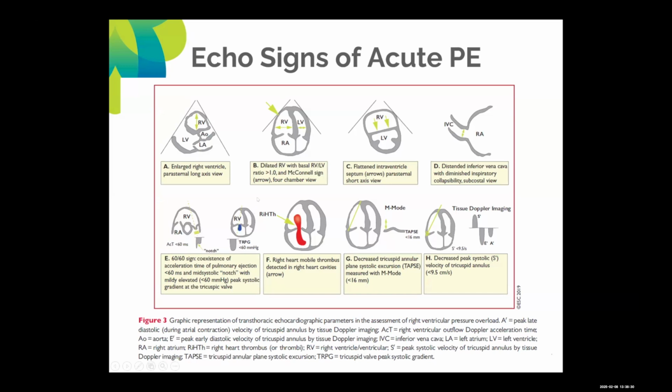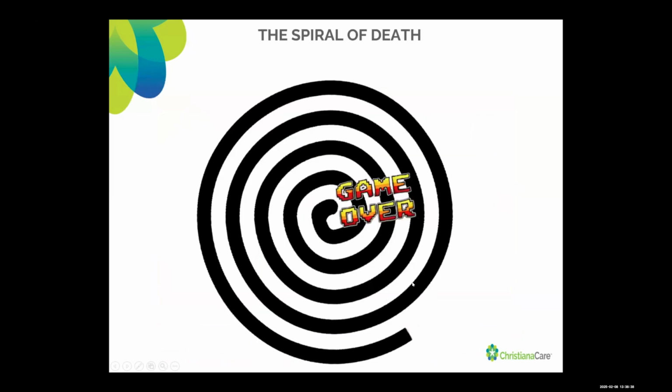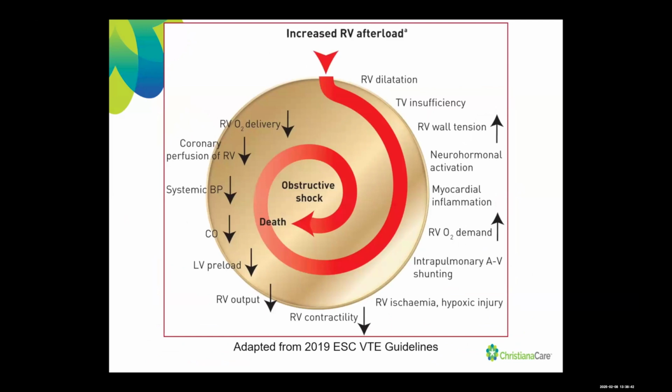So we see all the different kinds of echo signs that are related to PE. Here we see the normal heart versus the dilated RV because of the RV dysfunction caused by PE, which triggers us into the spiral of death. Again, this famous diagram shows the pathophysiology of increased RV pressure and then dysfunction, reduced cardiac output, obstructive shock, and death. We try to cut it off here.